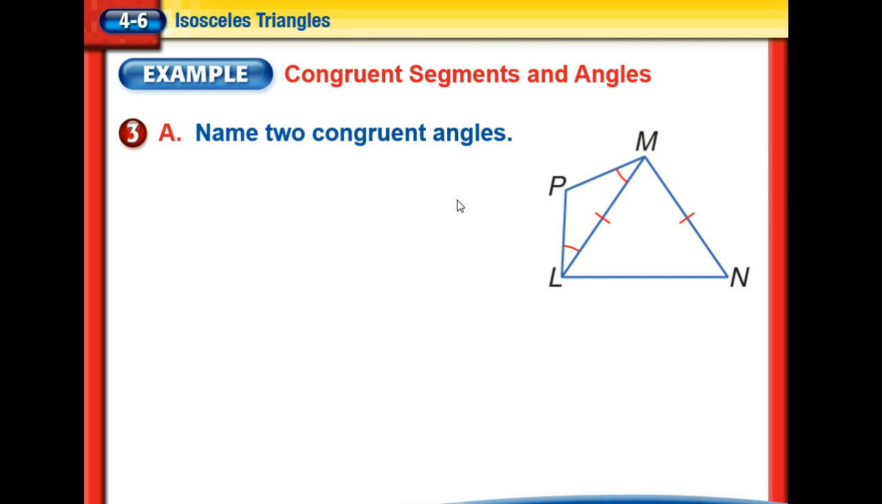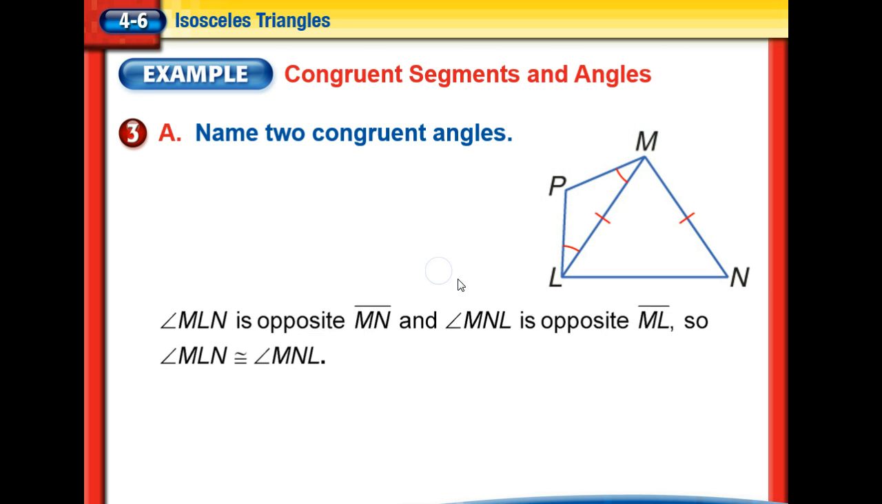Again, here is an example that you could write in your notes. Name two congruent angles. They even have them marked here. We cannot just call it angle L and angle M. There's a lot of lines coming in at both pieces. So we could say that PLM is congruent to PML.